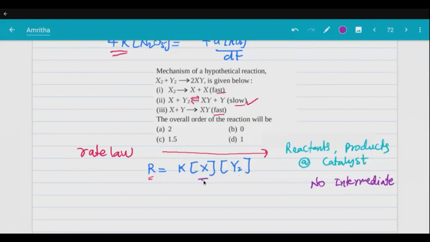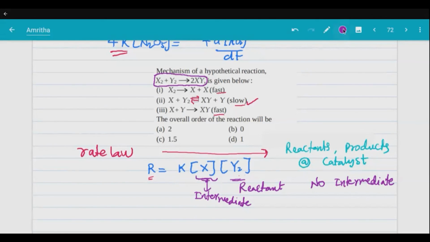But look at this. This is a reactant. This is a reactant. But what is this? This is an intermediate. Sir, how do we know which one is intermediate here? Look at the reaction. Reactants are X2 and Y2. Product is XY. Now, what is the intermediate? Anything other than these, anything which is formed in the reaction, X is the intermediate. But the rate law should not contain an intermediate.